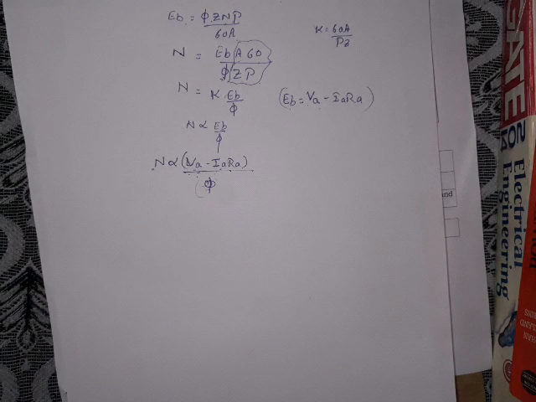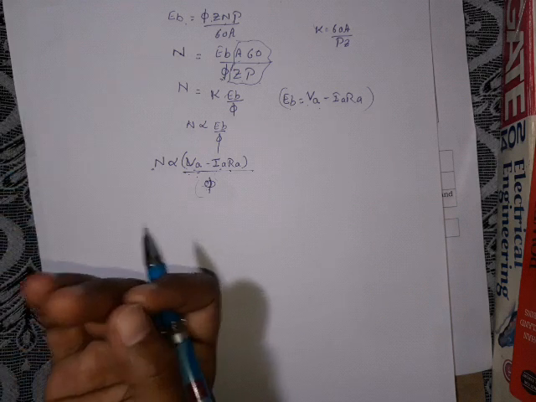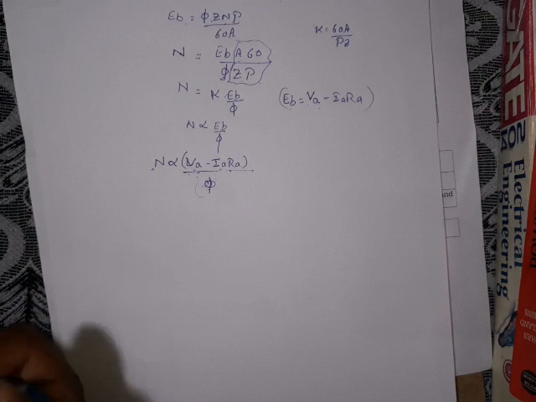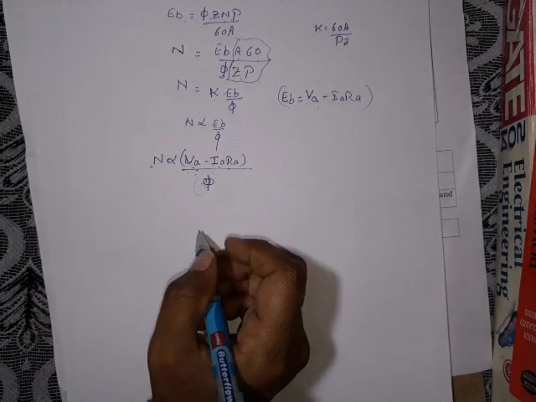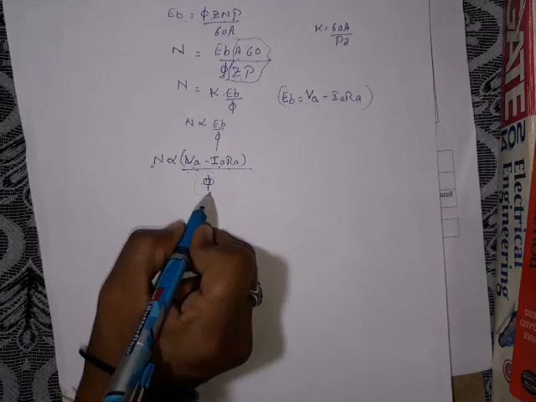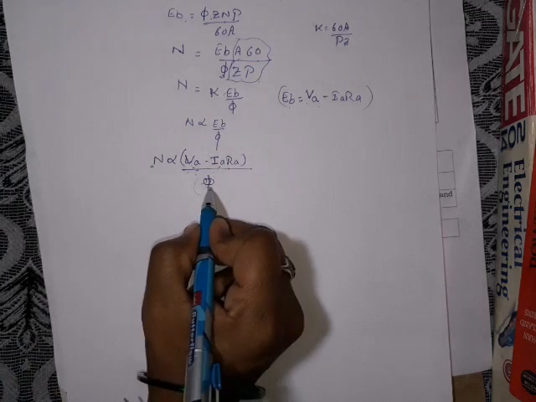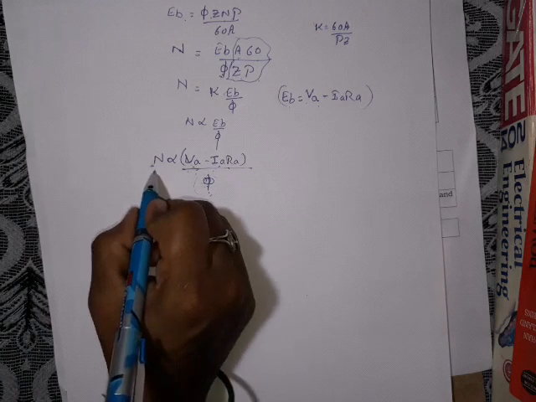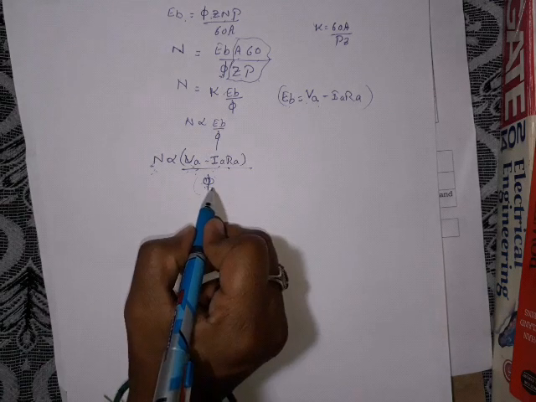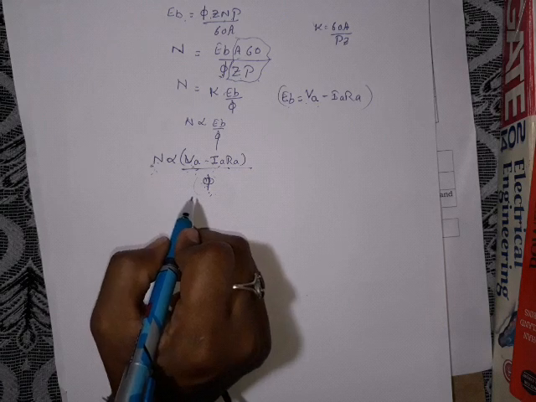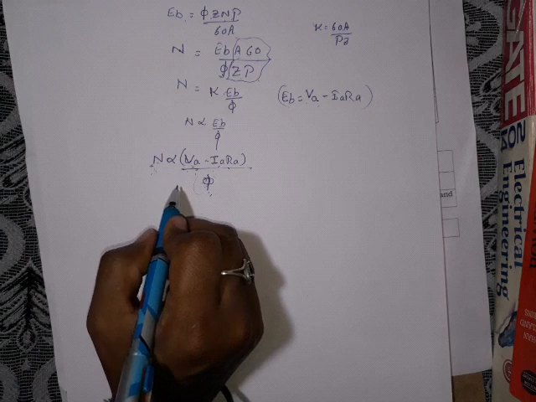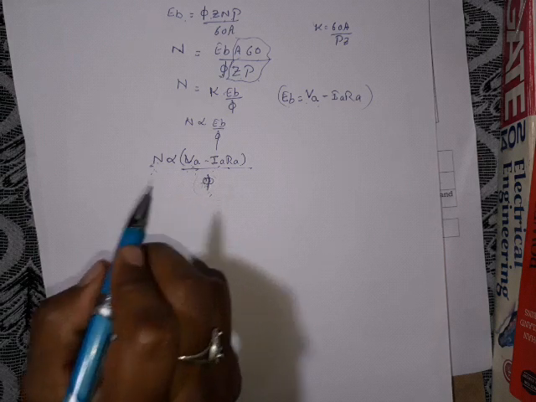Because phi is directly proportional to field current. If we vary the current flowing through the field windings of the DC machine, obviously we can vary this flux. Here the speed is inversely proportional to flux. Means if the flux increases, speed decreases. If the flux decreases, speed increases. So we can control the speed by changing the flux. First point, we can control the speed by changing the flux.